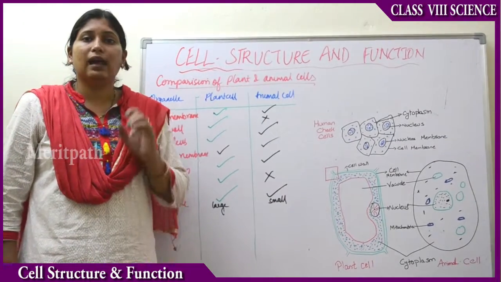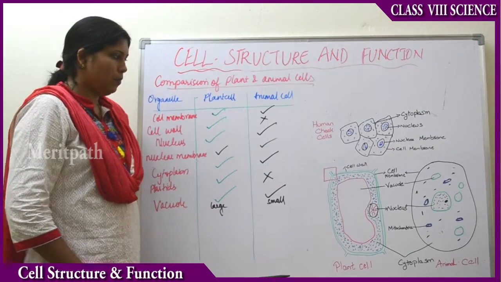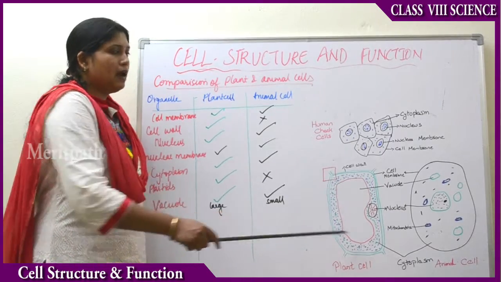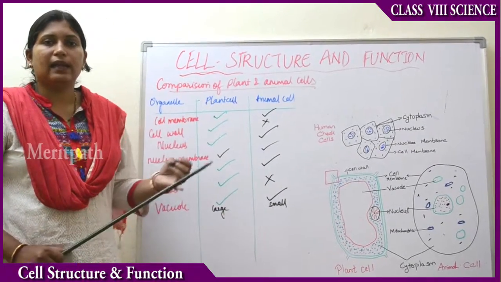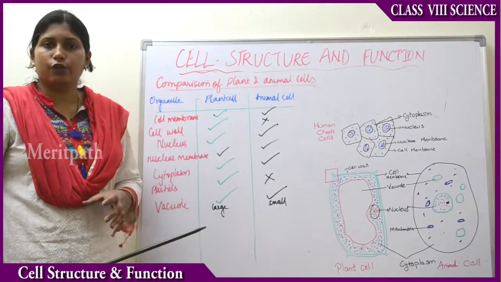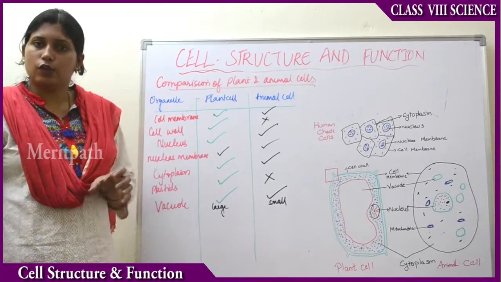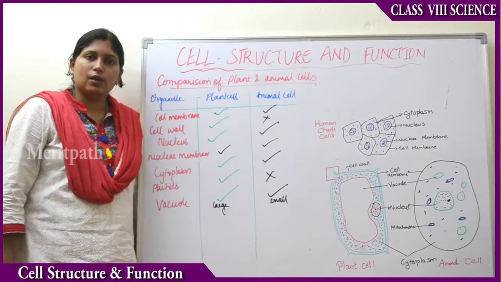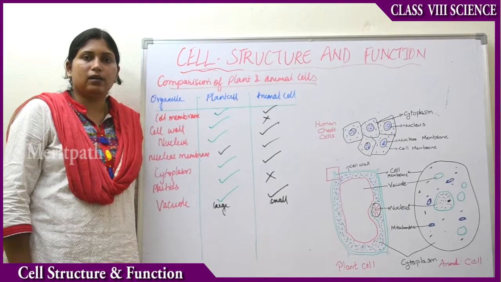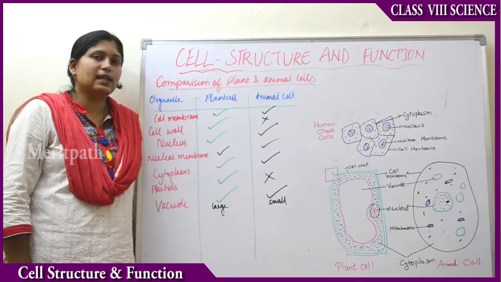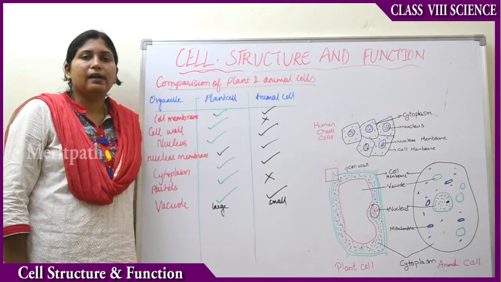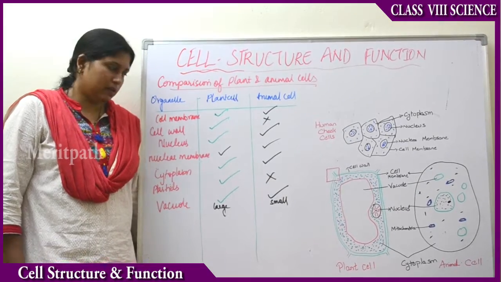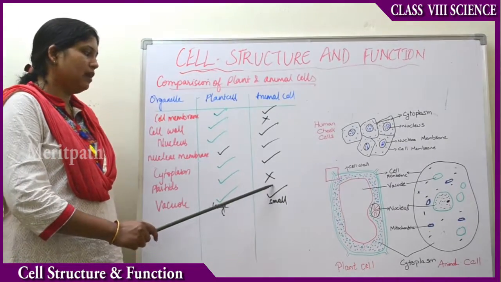Plastids are nothing but colored bodies which float in the cytoplasm, and plastids contain a green colored pigment called chlorophyll, which is responsible for photosynthesis in the plants. Chlorophyll pigment is present inside chloroplasts or plastids, and it is responsible for the green color and also for the preparation of food by the plant. So plastids are absent in animal cells.